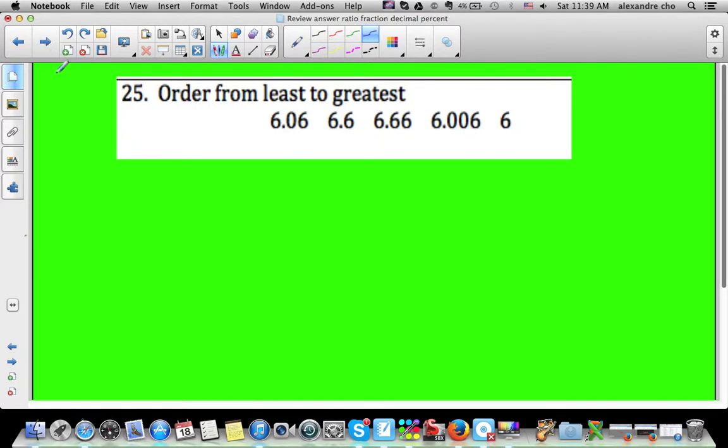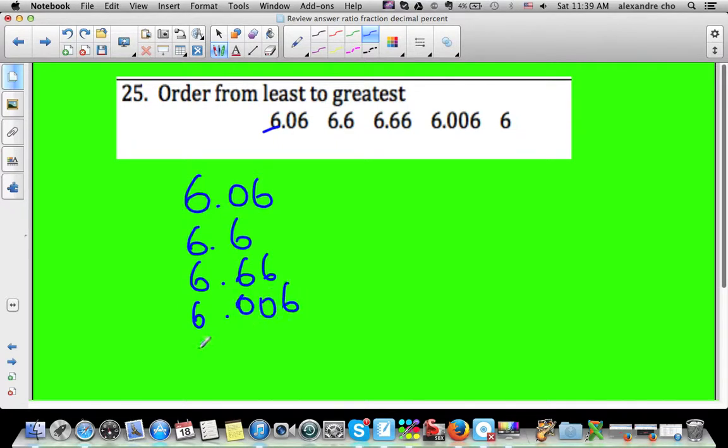Order from least to greatest. These are all positive, thankfully, so it makes life a little bit easier. So 6.06, 6.6. The first thing I want to do is line them up, decimal under decimal. 6.66, 6.006, and then finally just 6. And you can add a decimal to that because it makes no difference. Now, I would add 0s so they all have the same number of decimal places, and much easier to compare.